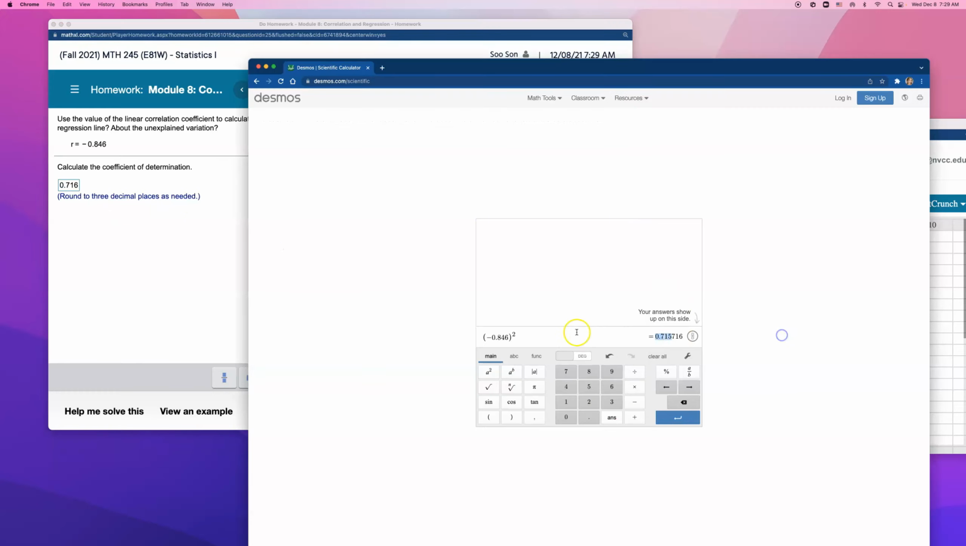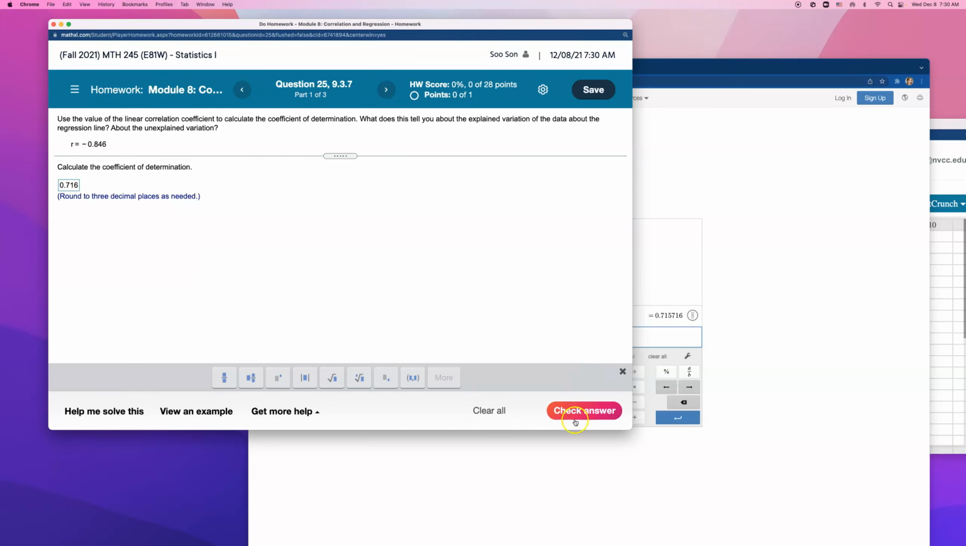But R squared will always be a positive number. So I can see, if you're not careful, if you square a negative number without parentheses, a calculator may mess up. So do not ever enter a negative value for R squared, because whenever you square a negative, negative times negative will give you positive. So R squared is always positive.